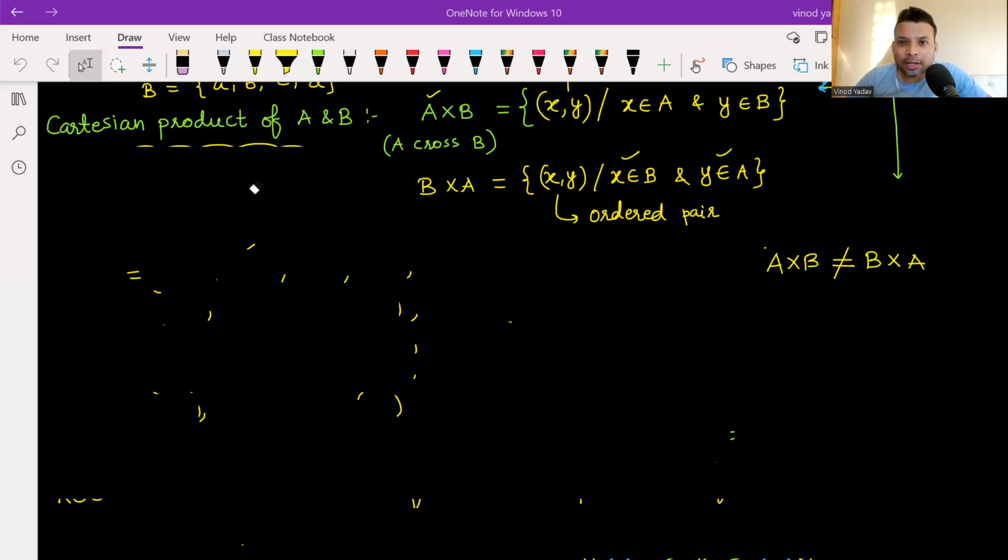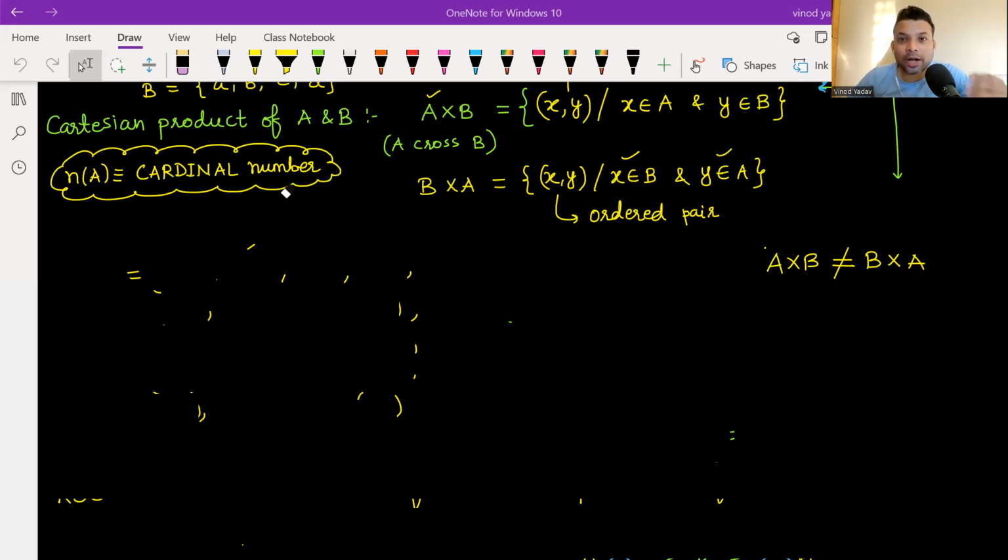And what do you mean by cardinal number? I hope you remember in set theory we had done it. N of A, the number of elements of any set, is called the cardinal number. So here set A had 5 elements. So cardinal number of set A is 5, isn't it? Cool. So let's develop A cross B.